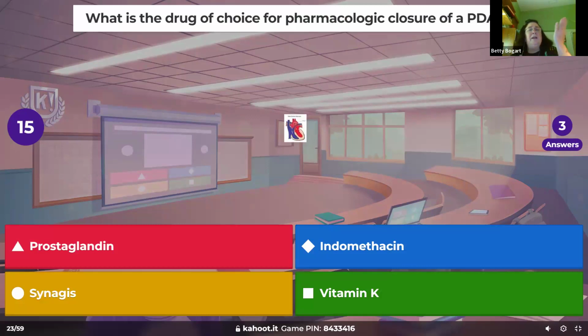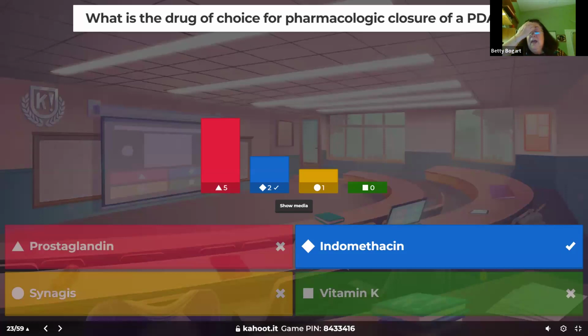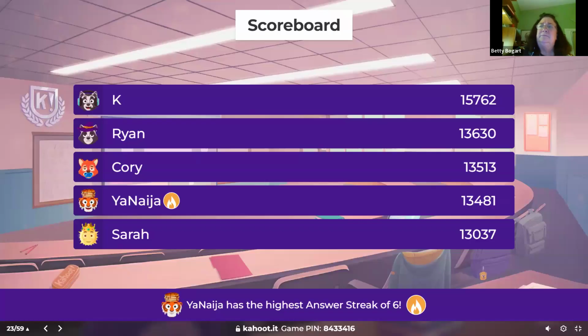What is the drug of choice for pharmacologic closure of a PDA? I told you one to keep it open when you need it for cardiac output and for oxygenation, and one that is open and it won't close. It's called indomethacin. Prostaglandins keep it open. Indomethacin closes it. It blocks that prostaglandin and it closes. That's what it does.